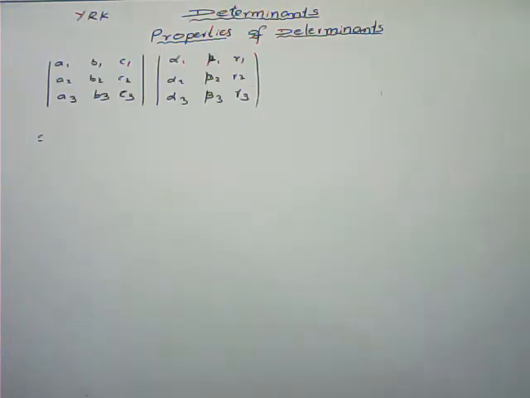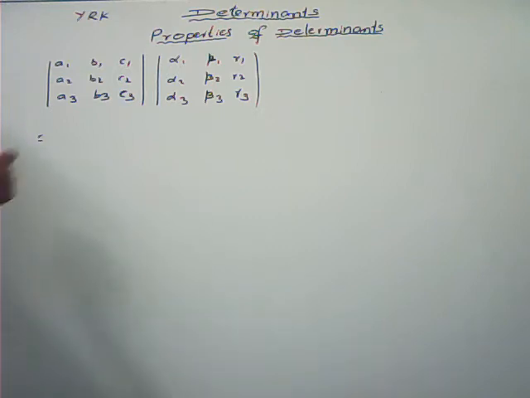Next, how to multiply two determinants. Previously, for how to add, I said any two rows or any two columns should be identical, then only we can add the corresponding elements of the other row. Now how to multiply? Here there are 6 ways: row wise, row column wise, column row wise, column wise, like that we can multiply.